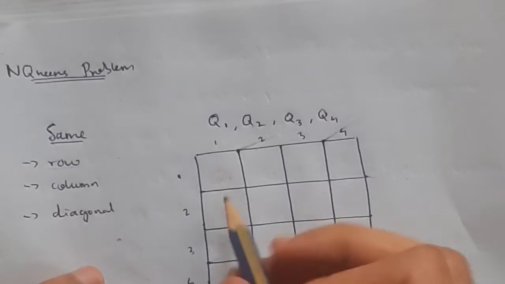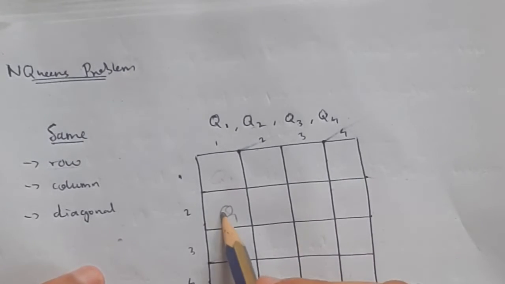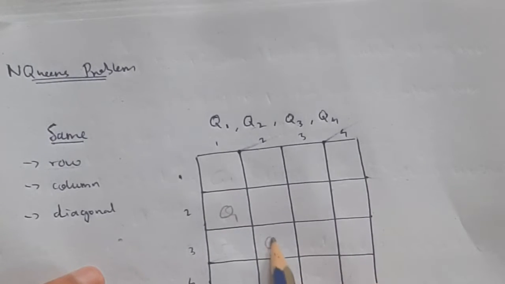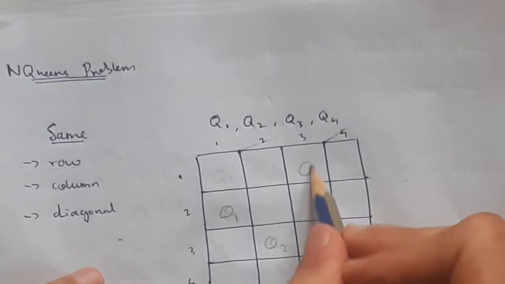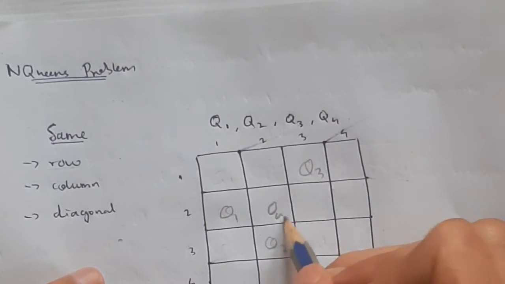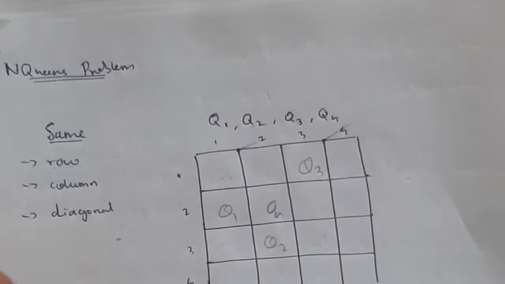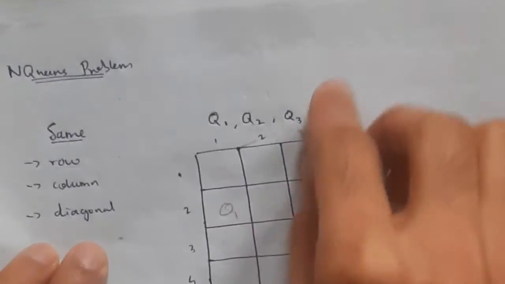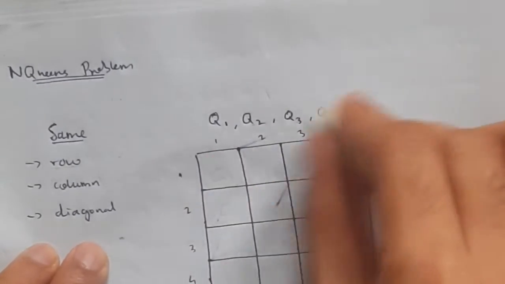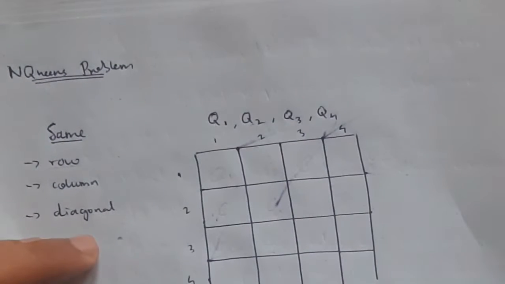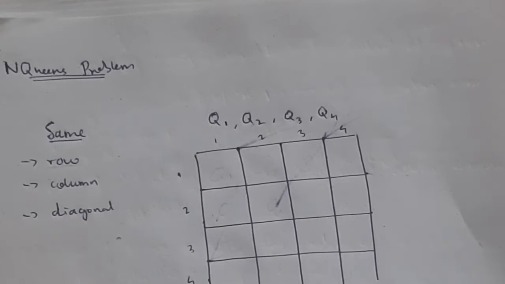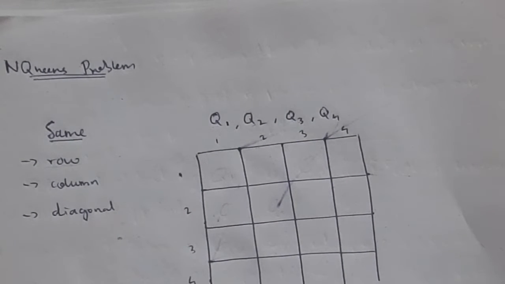The third rule is they should not be in the same diagonal. So if I place q1 here, I cannot place q2 here. That's invalid. If I place q3 here, I cannot place q4 here. That's also invalid. Keeping in mind these 3 rules, let's see what solutions we can generate. Now we have to solve this using backtracking.